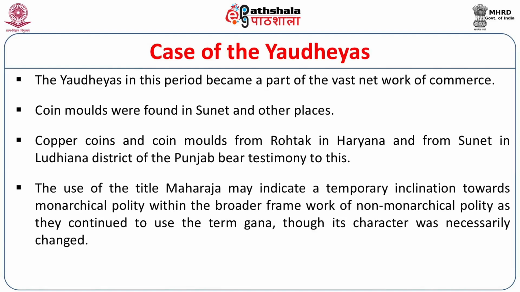The use of the title Maharaja also indicates a temporary inclination towards monarchical polity within the broader framework of non-monarchical polity, as they continued the term Gana. So why am I saying that within the broader framework of non-monarchical? Because though they were calling themselves Maharajas and were moving into monarchical, they were not leaving the title Gana. So we have in their coins Yaudheyanam Ganasya Jaya, Malavanam Ganasya Jaya. So the Gana character is retained in their coins.